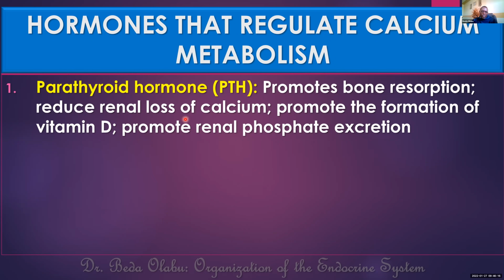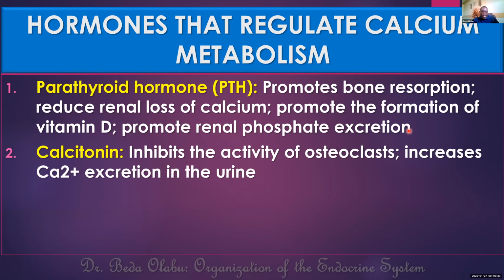The other mechanism it operates with is promoting the formation of vitamin D, and we're going to see how vitamin D affects calcium metabolism shortly. Parathyroid hormone also has an effect on phosphate. It promotes renal loss of phosphate.